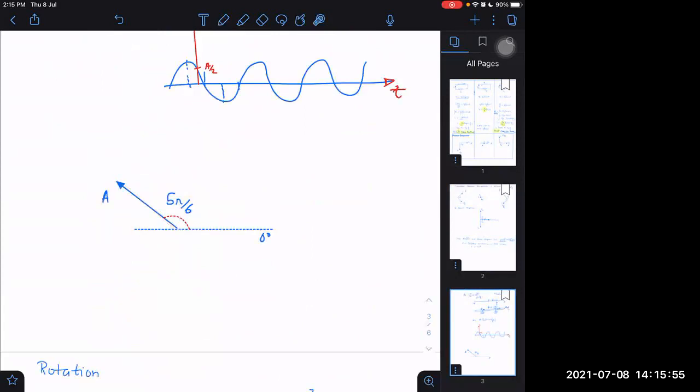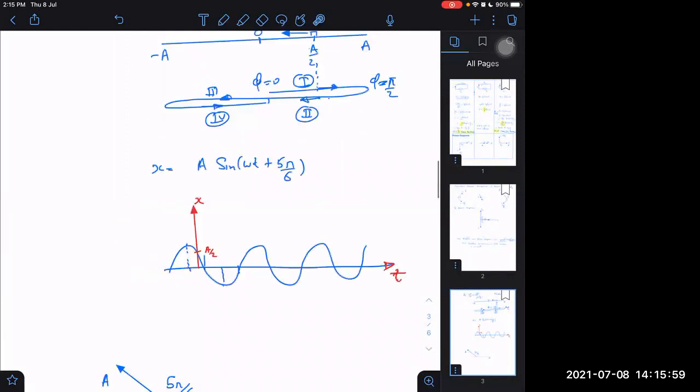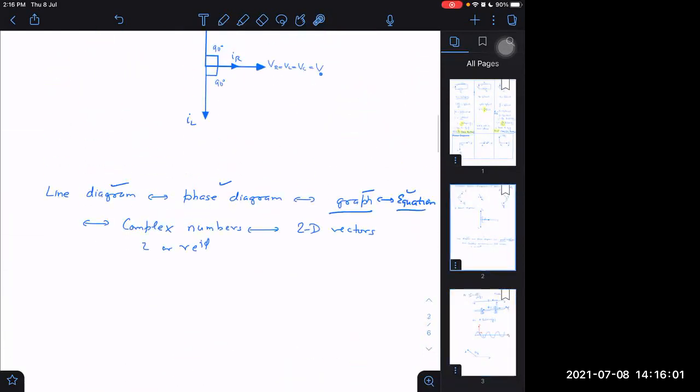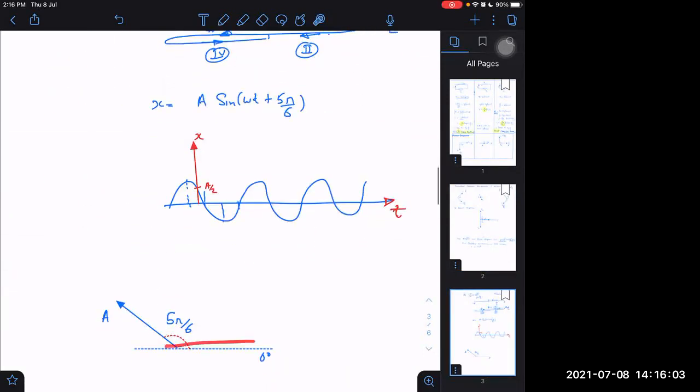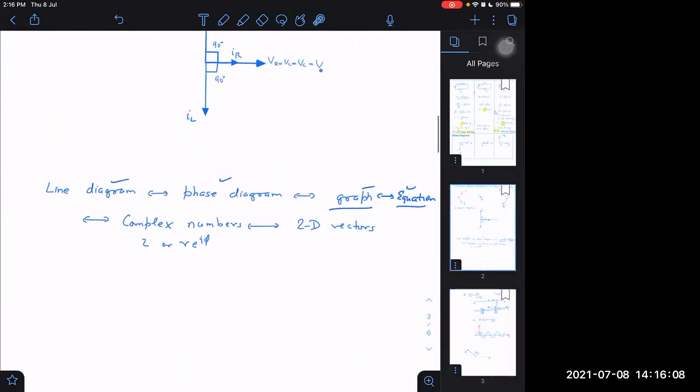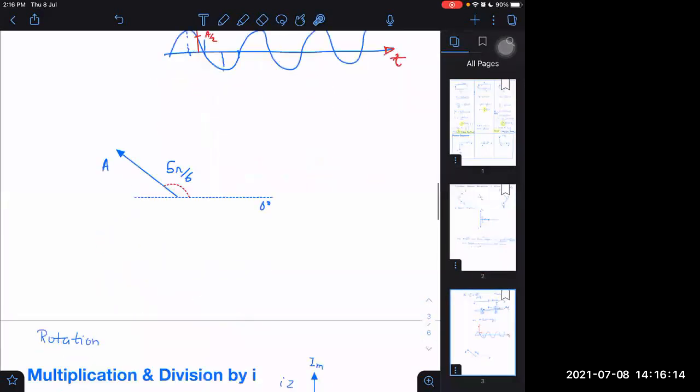The phasor diagram is like a 2D vector with one reference line, which represents 0 phase. That reference line can be in any direction. It may be this side, it may be that side, it doesn't matter. Next is complex numbers. How to represent it in the form of a complex number? Very simple.